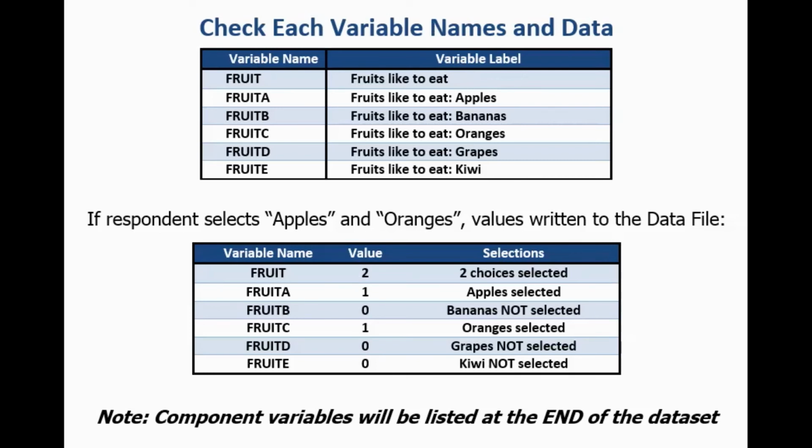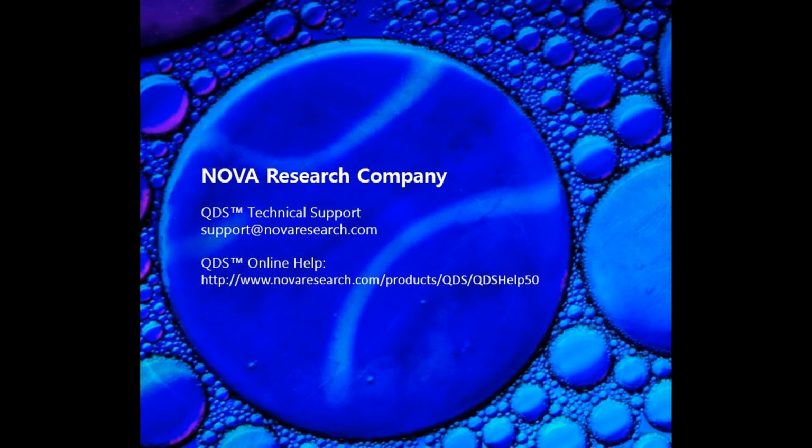Now, the last thing to always keep in mind about check each variables is that these component or choice variables are always going to be listed at the end of the data set. That's all about check each variables for this video, but to learn how to add additional types of responses, see QDS Online Help or other Design Studio videos.